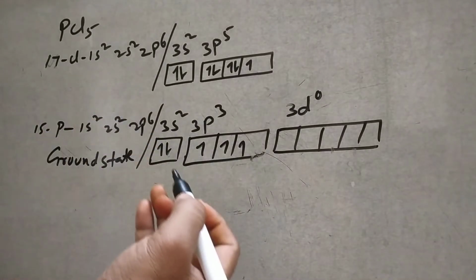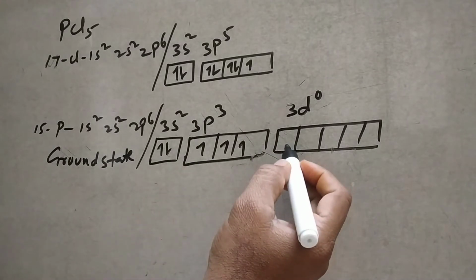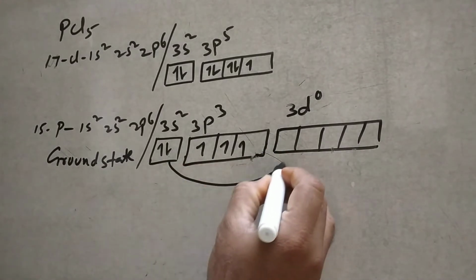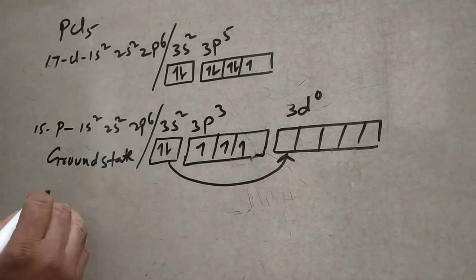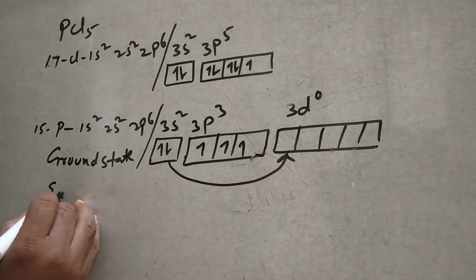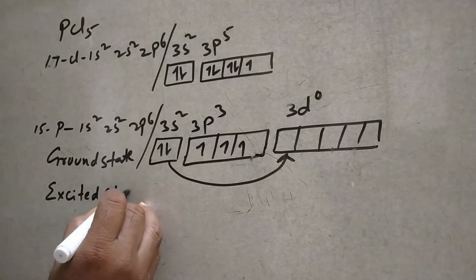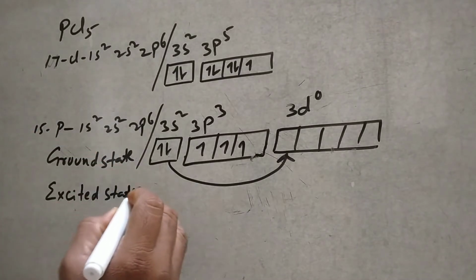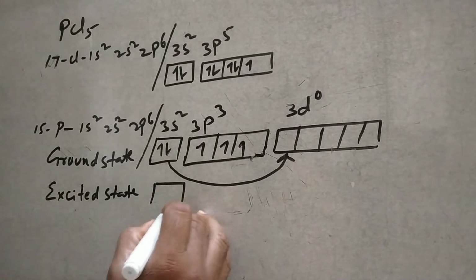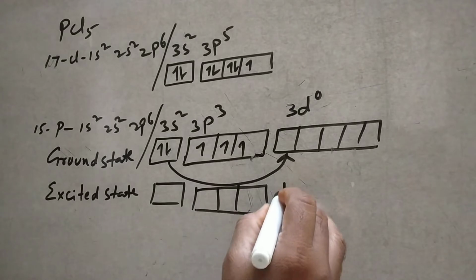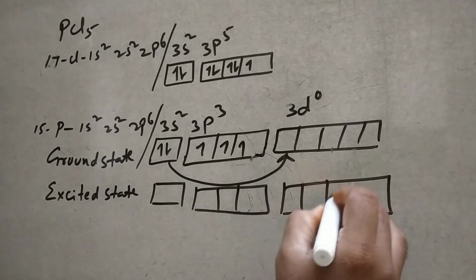Ground state. So here, due to presence of this empty degenerate orbital, the electron will jump from here to here. When? This we can call the excited state. So in excited state, naturally this 3s electron will jump from 3s to 3d.